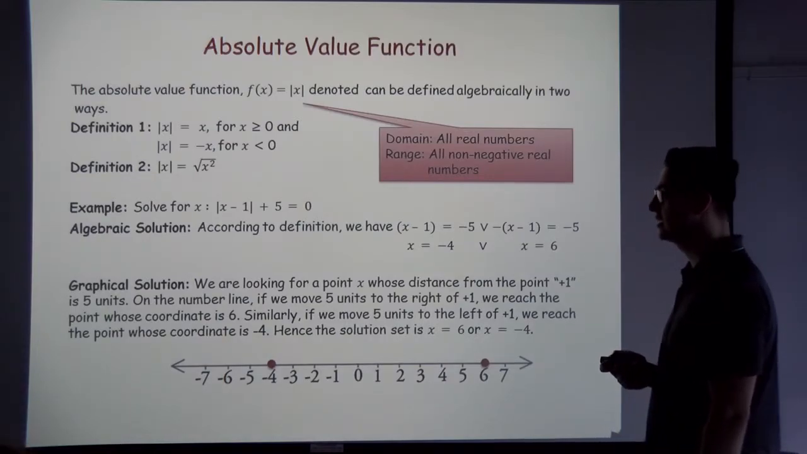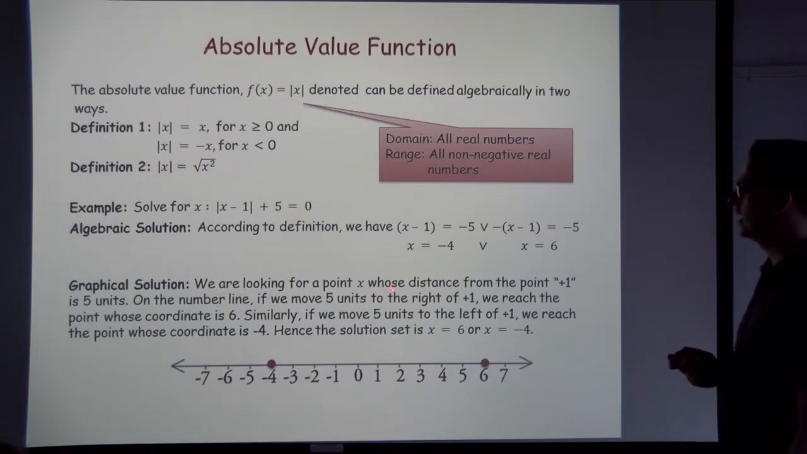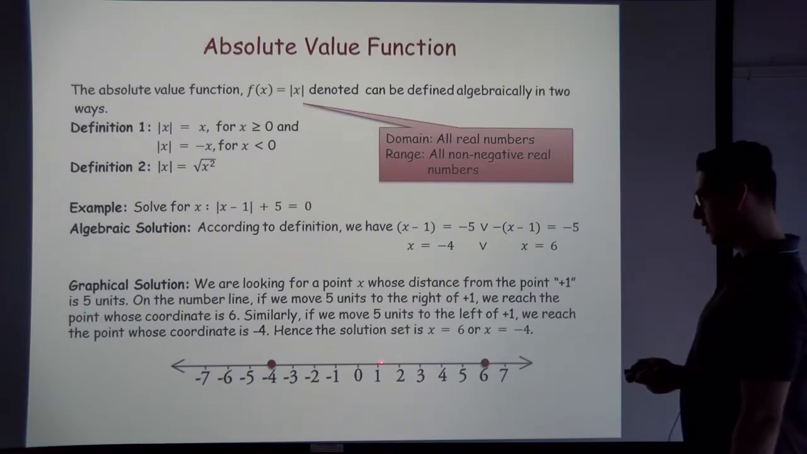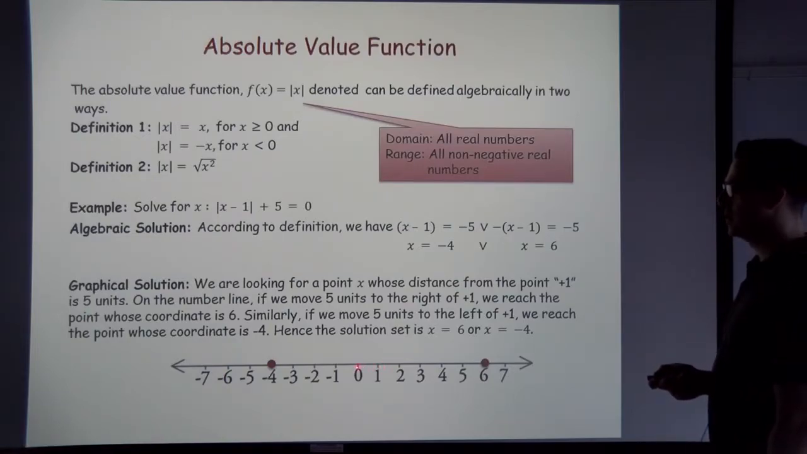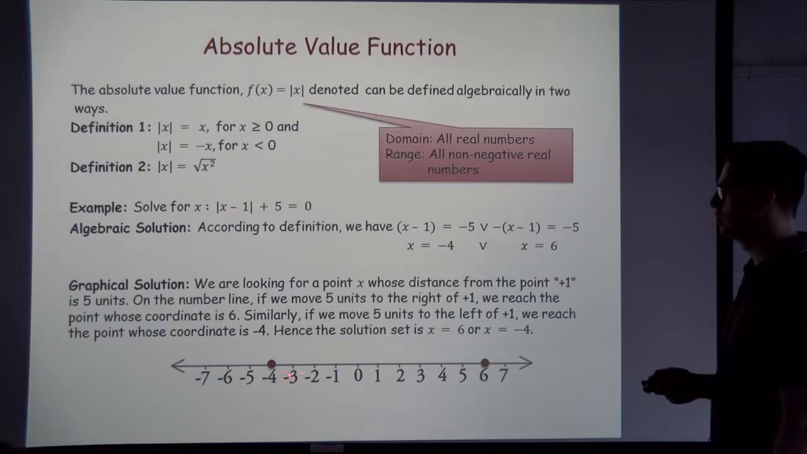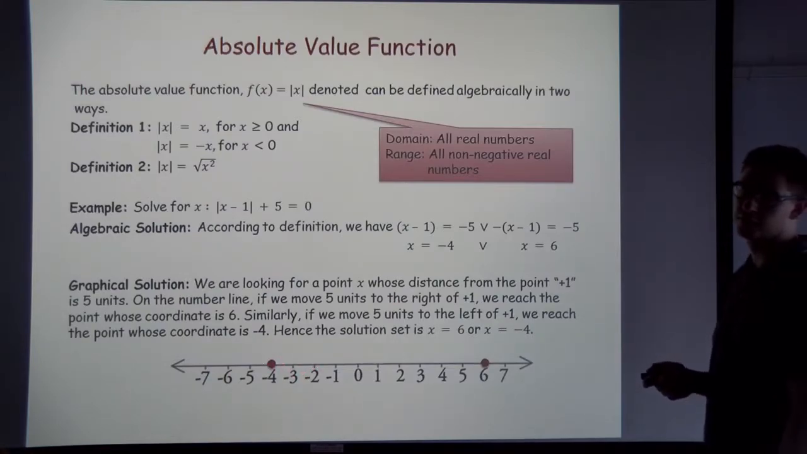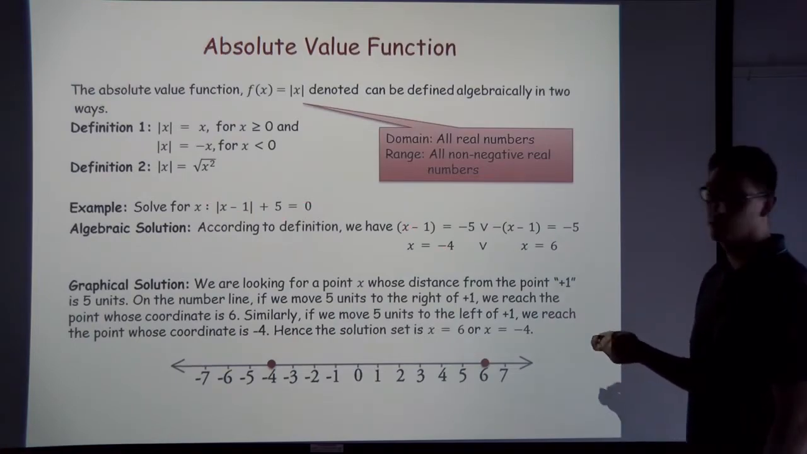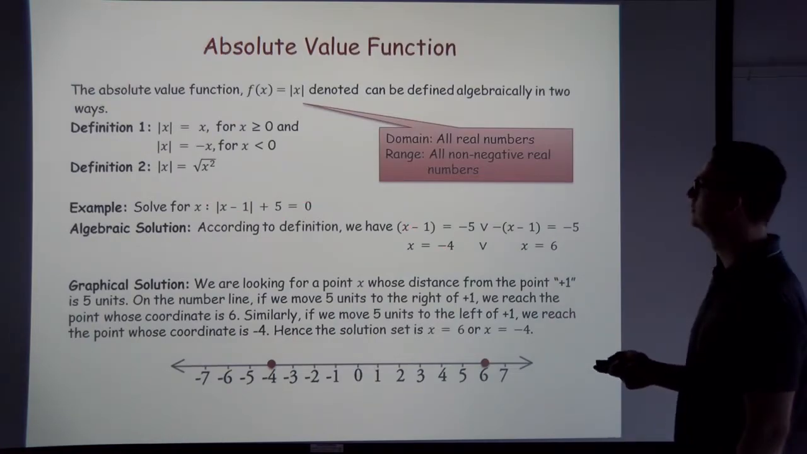So if we were going to solve this graphically, we're looking for a point x whose distance from the point positive 1 is 5 units. If we move 5 units to the right, we're going to end up with positive 6. If we go 5 units to the left from positive 1, we're going to end up with negative 4. So once again, our solution is x equals positive 6 or x equals negative 4. If we plugged in a positive 6 or negative 4 into our original equation, we'll get the same answer. Okay?